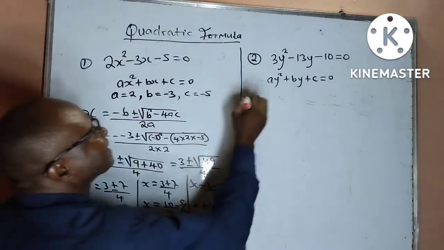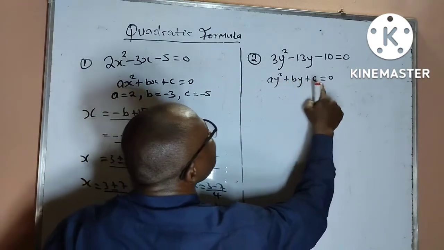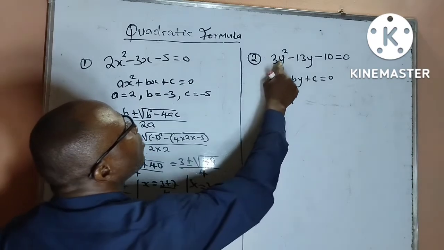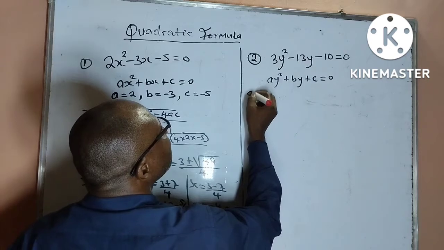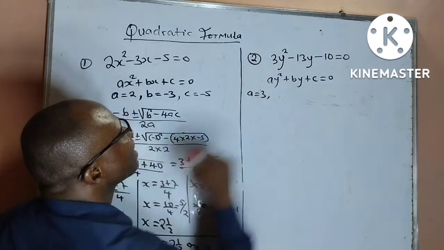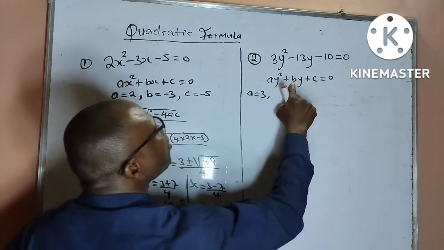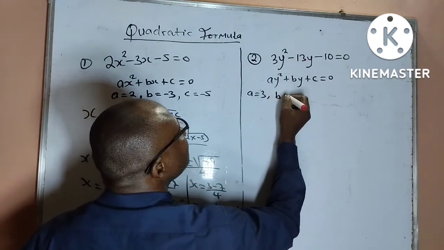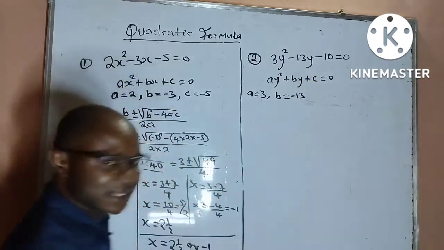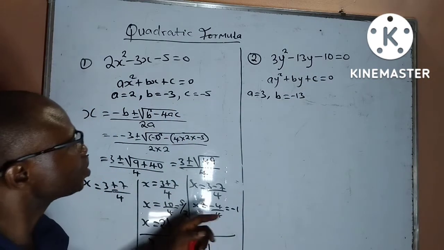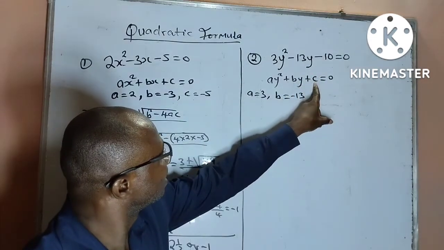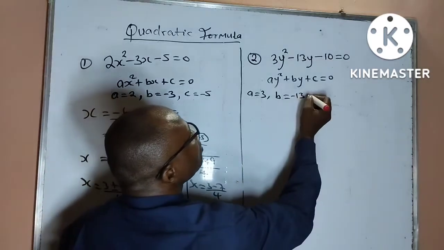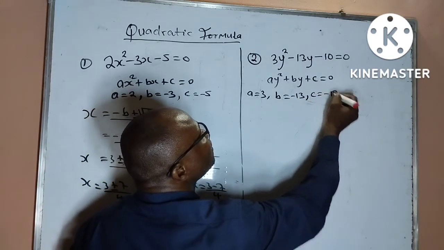But remember that I will find the values of a, b, and c. Now, y squared here has a coefficient of a. Y squared here has a coefficient of 3, meaning that a is equal to 3. Then, y here has a coefficient of b, meaning that y here has a coefficient of minus 13, meaning that my b is equal to minus 13. Can you see it now? Also, the value of c here is equivalent to minus 10 in the question given to me. So my c is equal to negative 10.